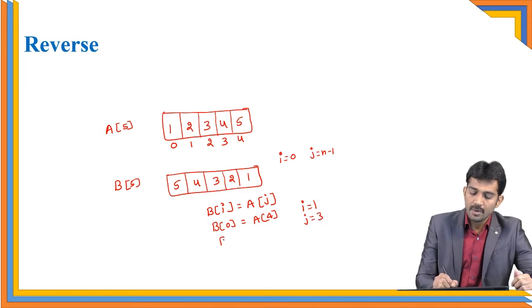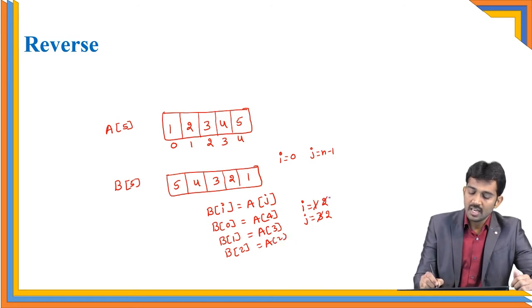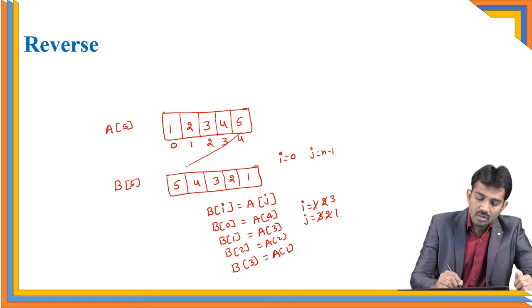So b of 1 equals a of 3, and again the i value increments to 2. b of 2 is equal to a of 2, so we'll get the same. Next, i increments to 3 and j decrements to 1. b of 3 is equal to a of 1. Is this clear? So what it is going to do is map the data like this.